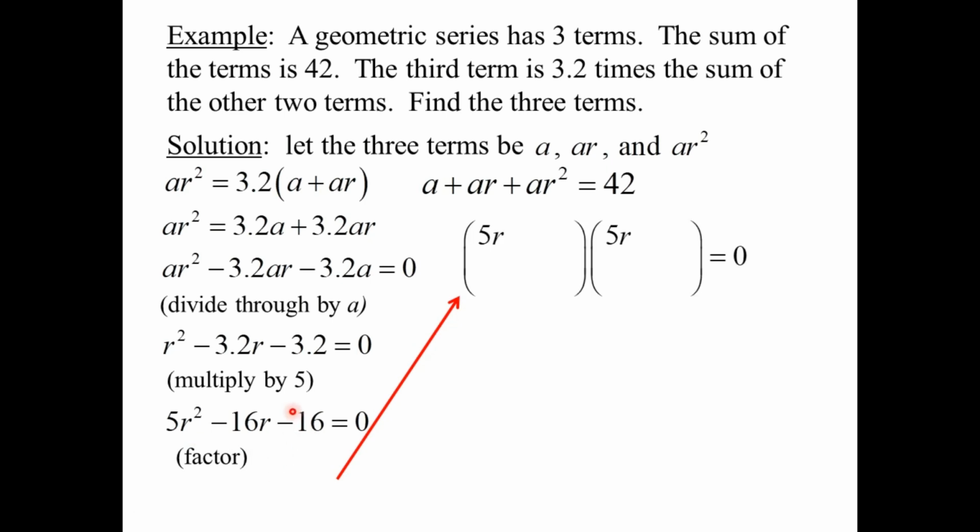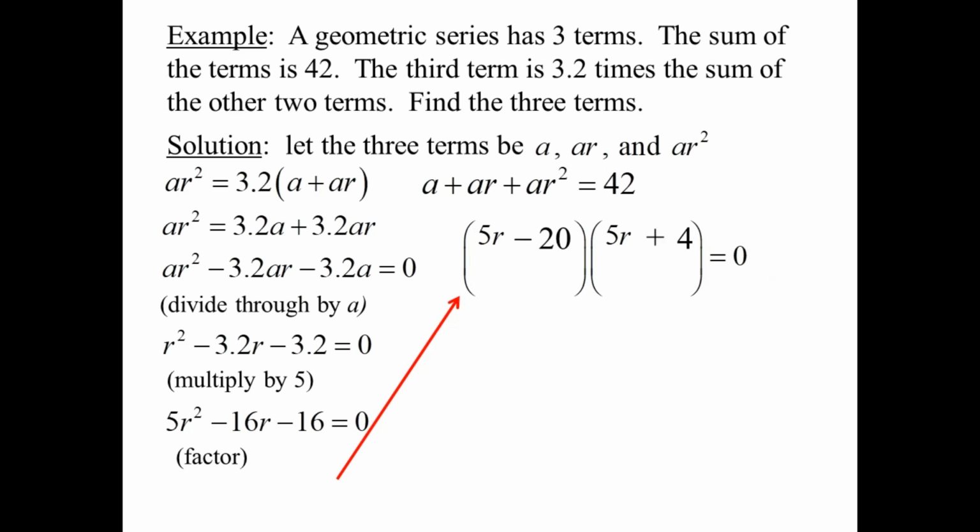Then we have to think of 2 numbers that multiply, but not to 16. They have to multiply to 5 times 16, which is 80. So we need 2 numbers that multiply to 80 that are different. Because this is a minus sign, the 2 numbers have to be different by 16. And that's 20 and 4, because 20 times 4 is 80, and they're different by 16. Now, we need to put signs in here and in here to get us to negative 16. So it will be minus 20 plus 4.